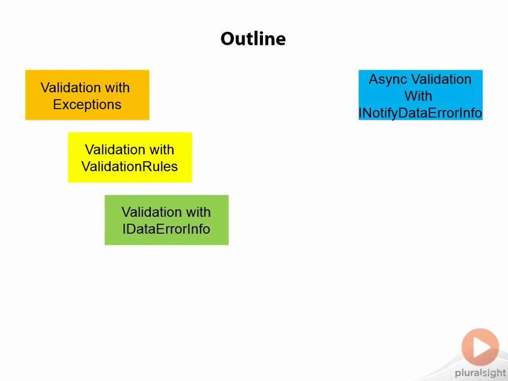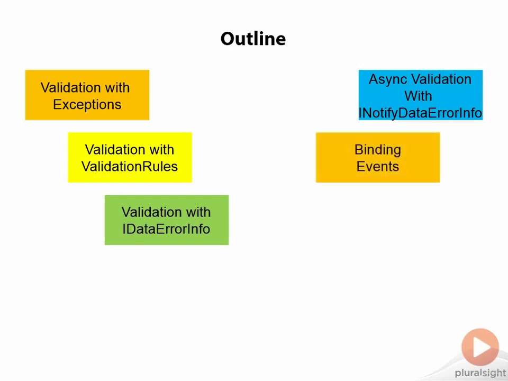Next, we'll look at INotifyDataErrorInfo, which was added in .NET 4.5 and supports asynchronous validation. It's very similar to IDataErrorInfo, which is a synchronous API, but it supports the notion that you may need to make an asynchronous call to something like a service to determine whether an input value is valid or not. And then once you get the results back, then you want to provide the invalid indication.